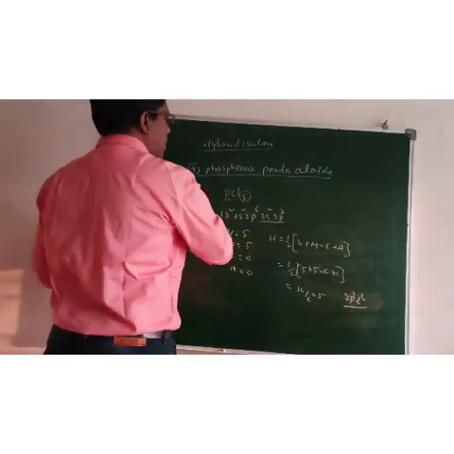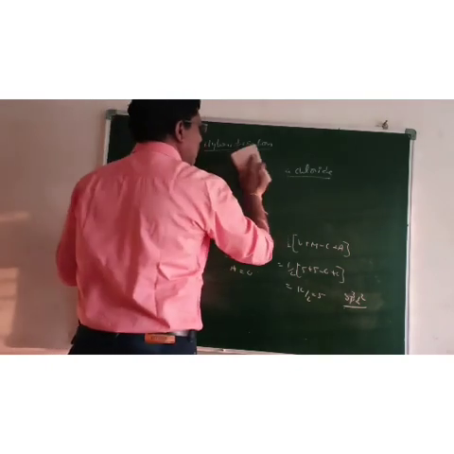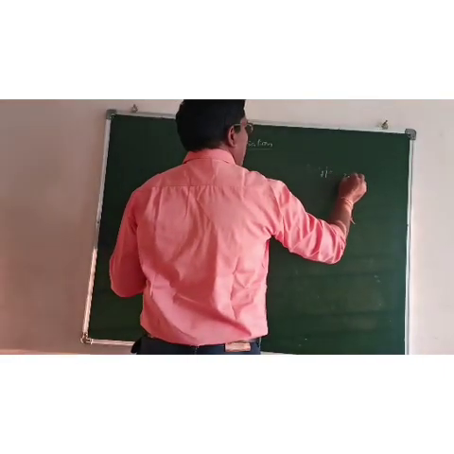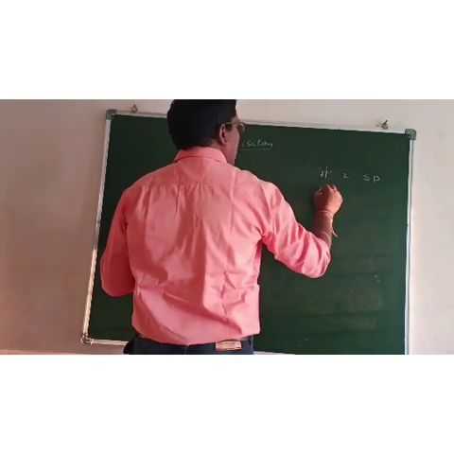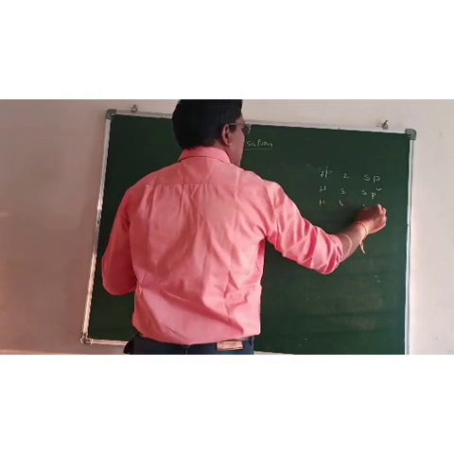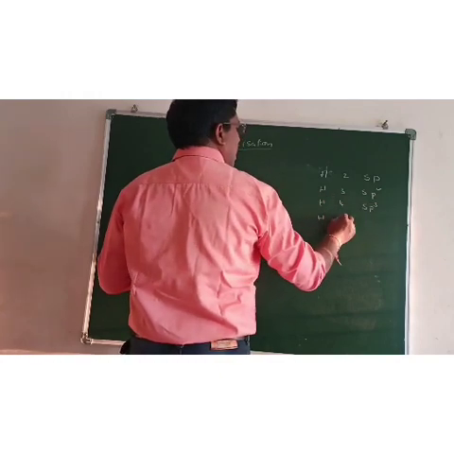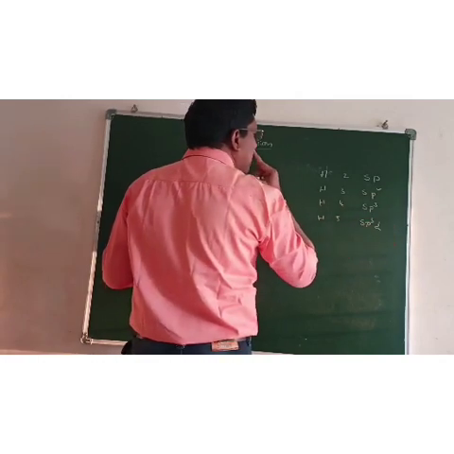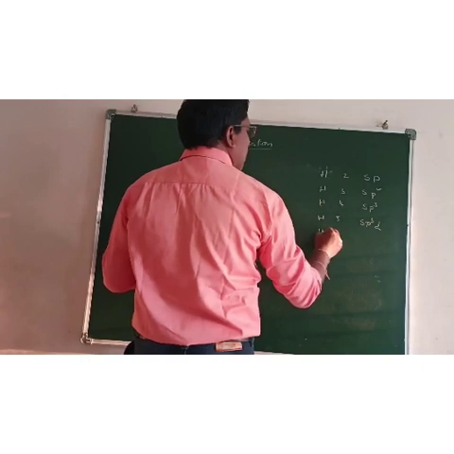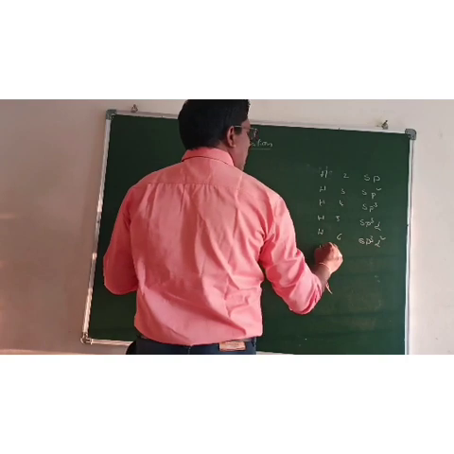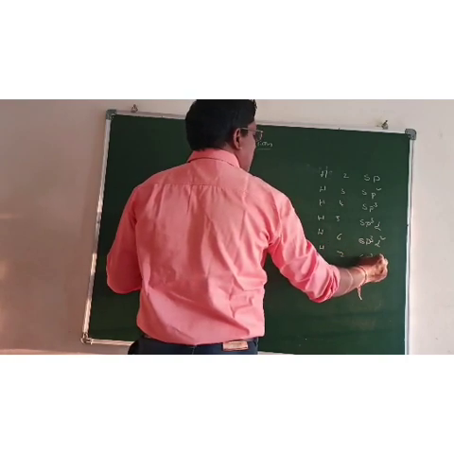Next we go to another example, sulfur trioxide. So I write the H value table here. H value 2, sp hybridization; H value 3, sp2; H value 4, sp3; H value 5, sp3d; H value 6, sp3d2; and H value 7, sp3d3.